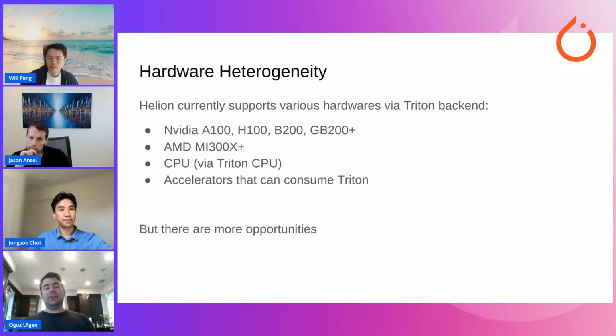And then later, we recently added Triton CPU support so that we can run on the CPU. And since our backend is Triton, we can also run on accelerators that can consume Triton. An example of this would be Meta's internal accelerator, MTIA, as publicly discussed. So right now we're only supporting backends using Triton. And we would like to increase our portability and explore newer backends so that we can support more hardwares.